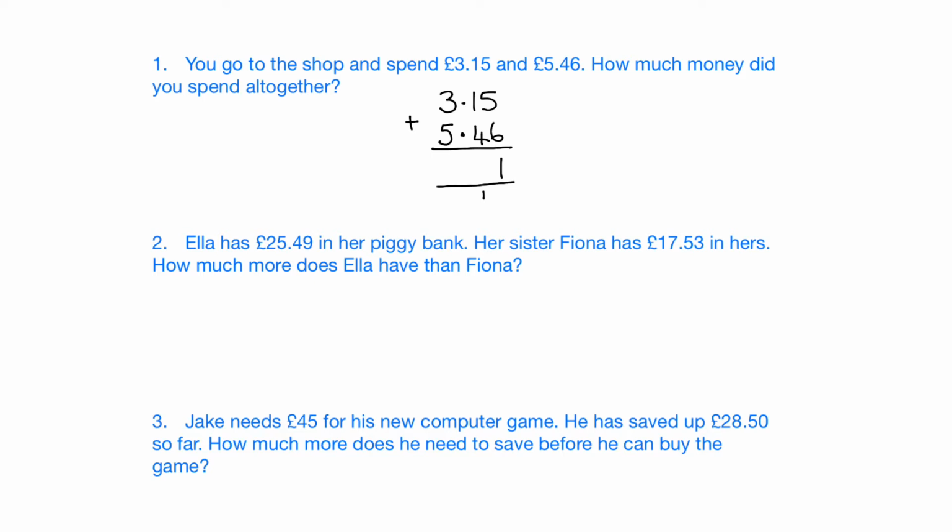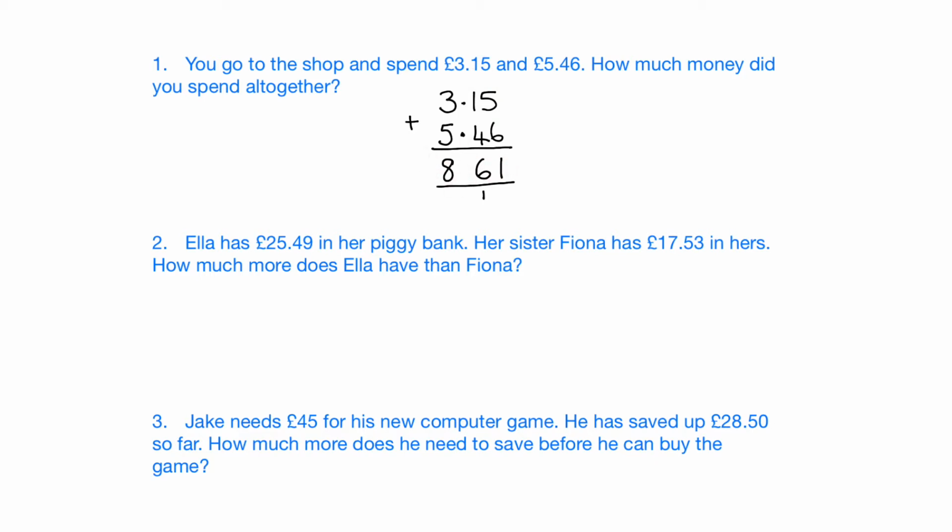Okay, so as we're adding then, 5 add 6 is 11. So we write that like that. Then 1 add 4 is 5, and then add that 1 makes 6. Then 3 add 5 is 8. But it can't be 861, can it? We can't have added £3 something and £5 something and got 861.